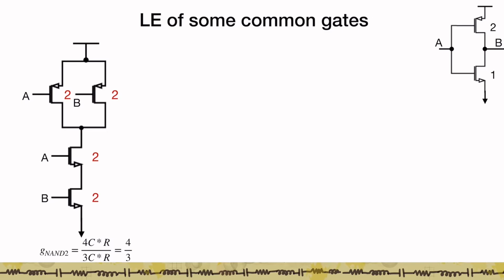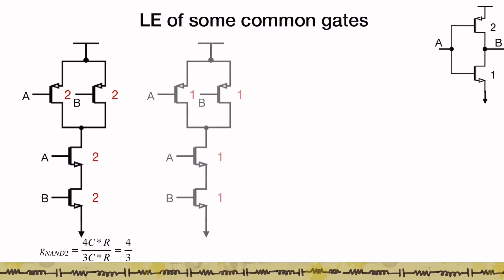And so if I now talk about the logical effort of this NAND 2 gate, it's essentially the RC product of the complex gate compared to the RC product of the inverter. In this case, at every input, my net input capacitance is 2 plus 2, so that's going to be 4. So it's 4C times R divided by 3C times R, and hence the logical effort of this gate is 4 by 3.